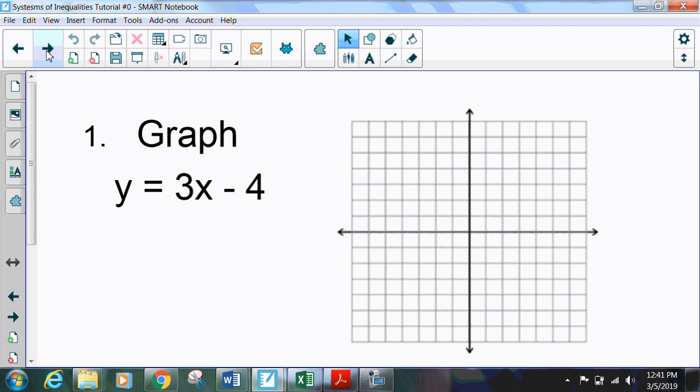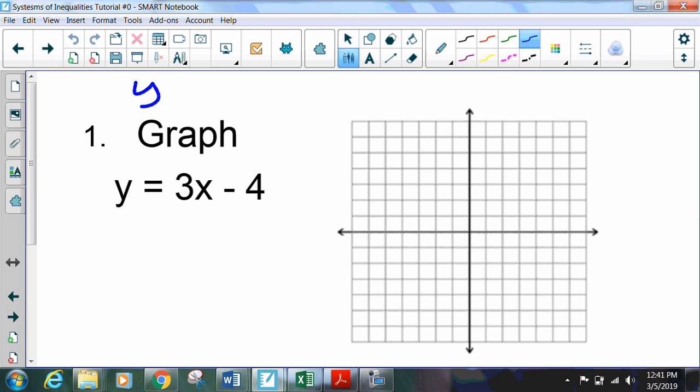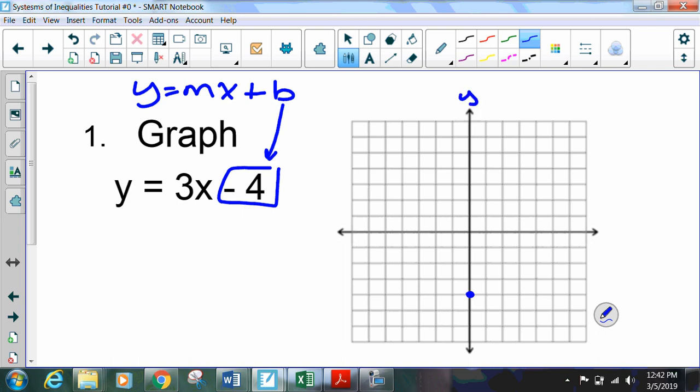Okay, so we're going to remind ourselves that when we see an equation like y equals 3x minus 4 and we're asked to graph it, we know that we're looking at an equation in the form y equals mx plus b, where our y-intercept is this number over here, -4. We find our -4 on the y-axis because b stands for the y-intercept.